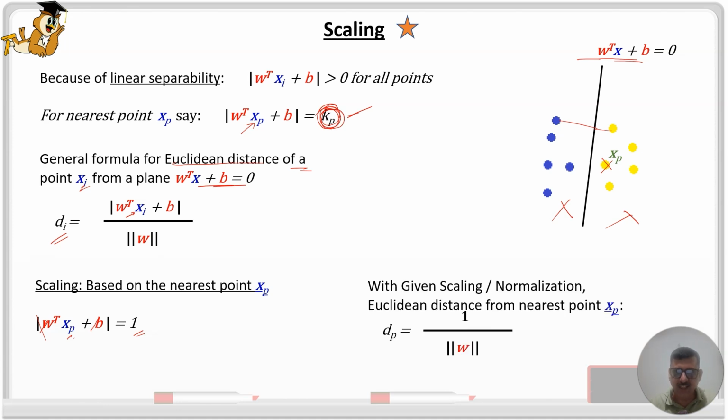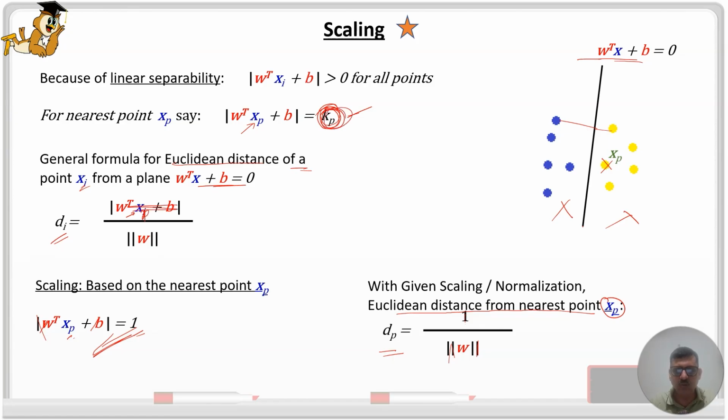With this scaling based on the nearest point, the Euclidean distance from the nearest point xp to this hyperplane is simply 1 divided by the norm of w, right? So this is the Euclidean distance. Instead of xi, I have put xp over here, and I scaled so that the numerator is equal to 1.